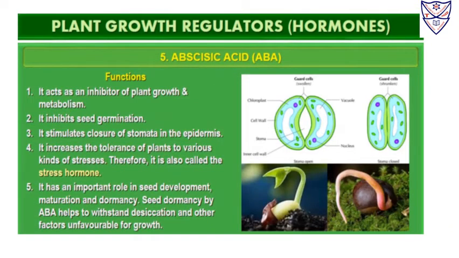It acts as an inhibitor of plant growth and metabolism. It inhibits seed germination. It stimulates closure of stomata in the epidermis. It increases the tolerance of plants to various kinds of stresses. Therefore, it is also called a stress hormone. It has an important role in seed development, maturation, and dormancy. Seed dormancy induced by abscisic acid helps the seed withstand desiccation and other unfavorable conditions for growth.